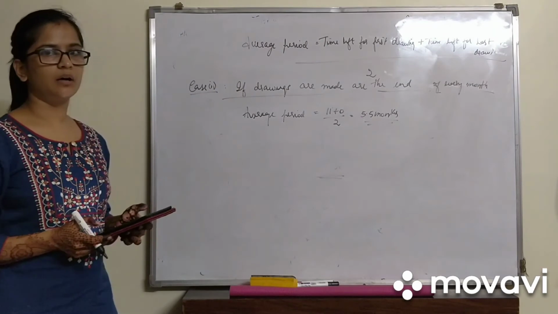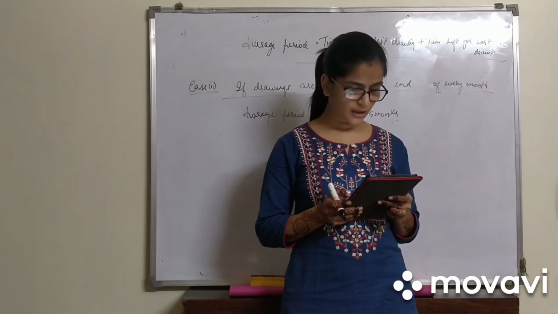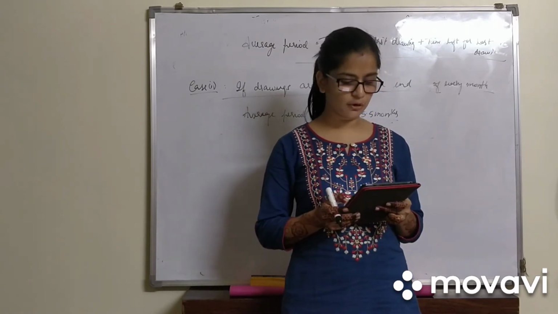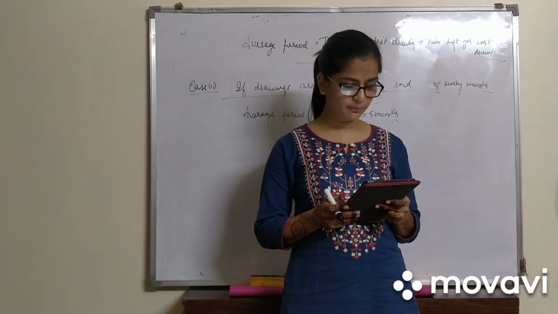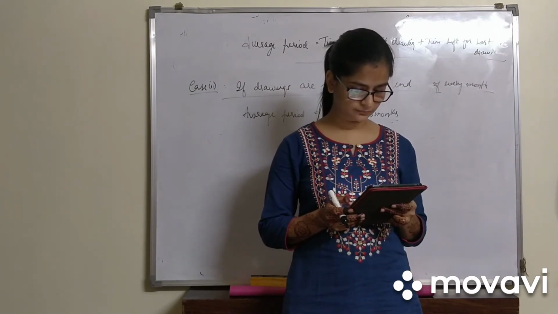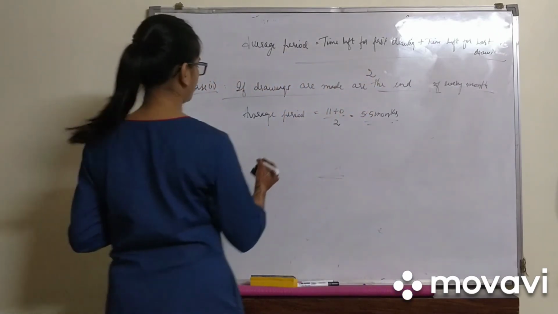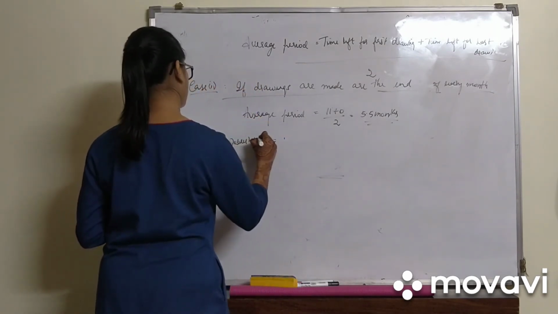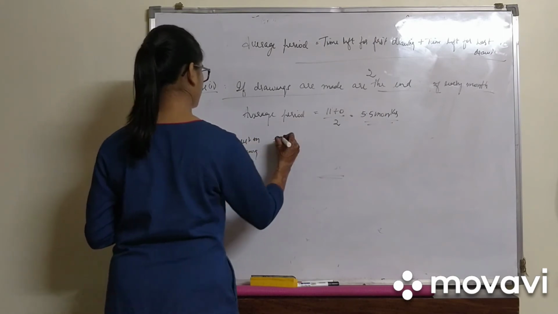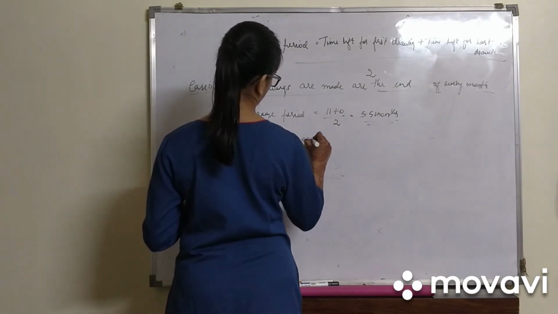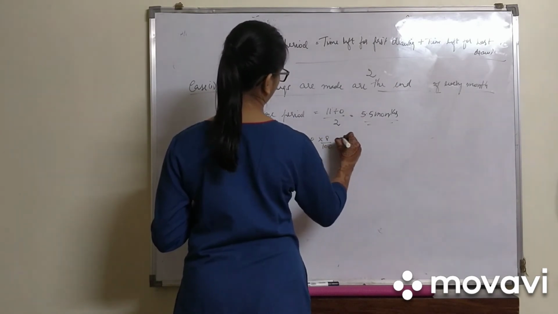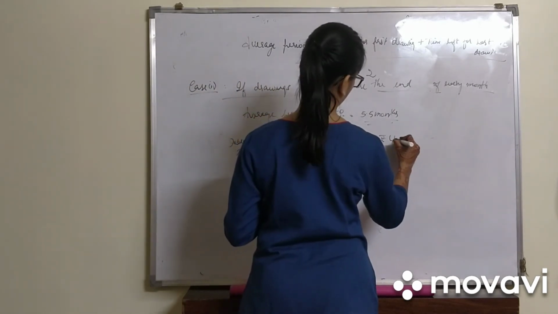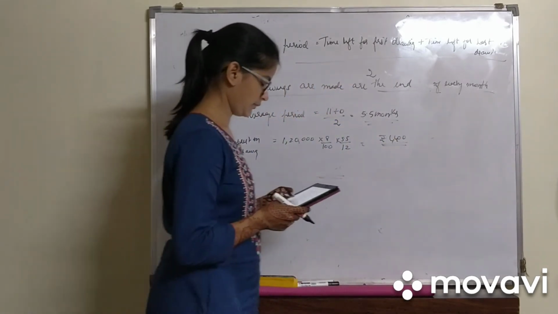In the next line write down, interest on whole amount will be calculated for 5.5 months. So how much is it? Next line, interest on drawings is equal to 1,20,000 into 8 by 100 into 5.5 by 12. That is rupees 4,400. Clear?